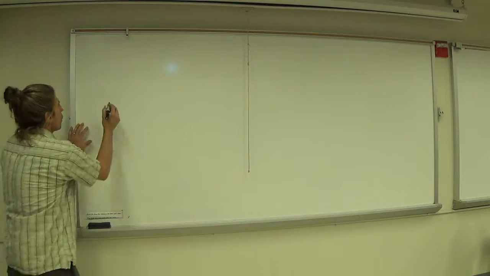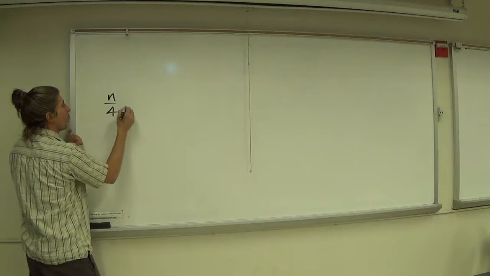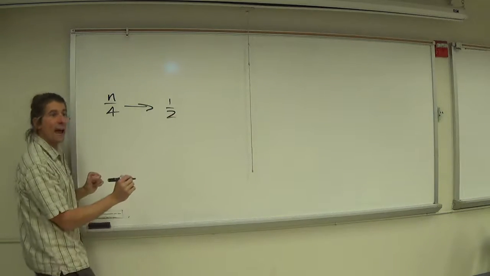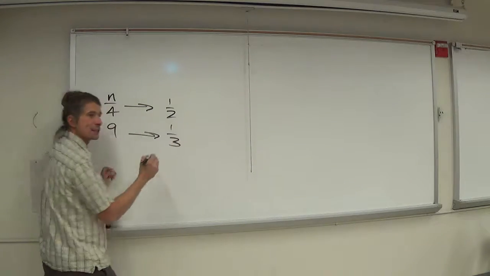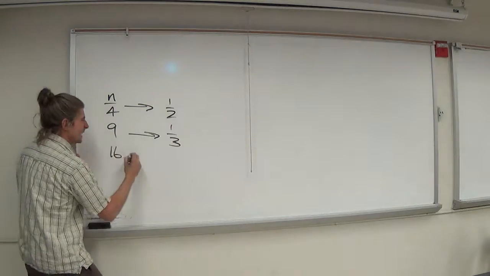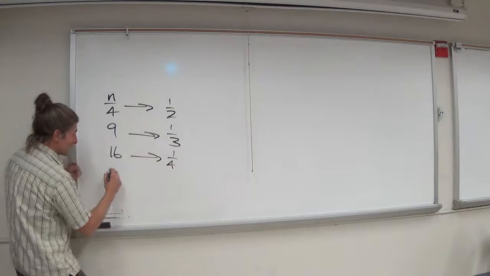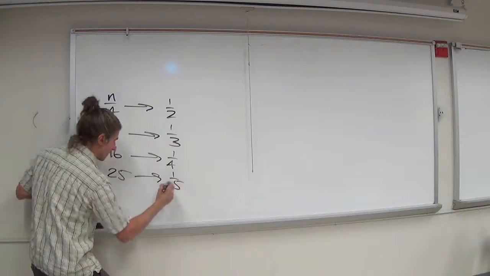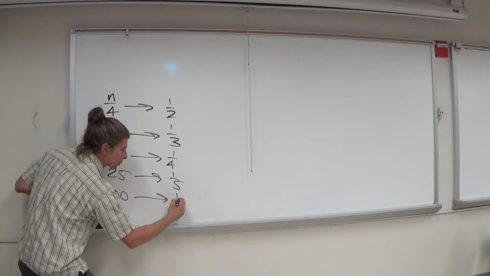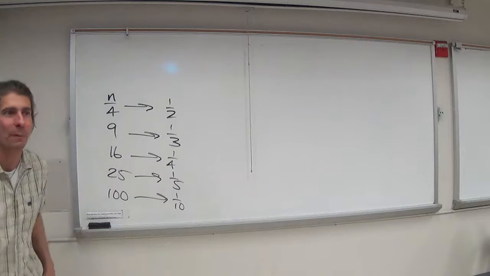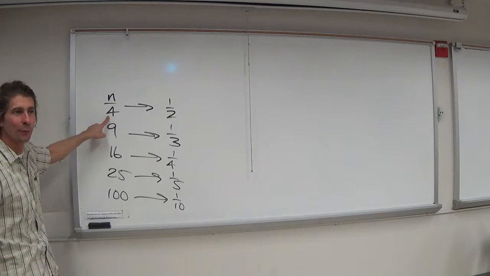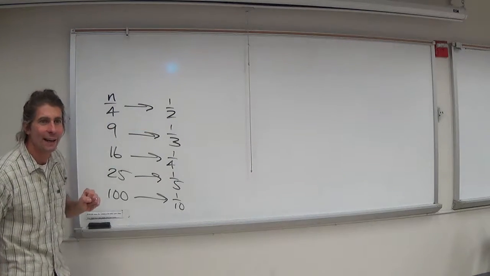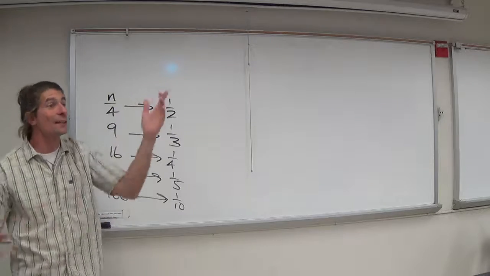When the sample size is 4, the multiplier was a half, right? When the sample size is 9, it's a decrease by a third. When it's 16, it's decreased by a fourth. When it's 25, it's decreased by a fifth. When it's 100, it's decreased by a tenth. What's the relationship between those numbers and those fractions? Square root. Yeah, take the square root of that and make it a fraction. And that's the relationship. Exactly.